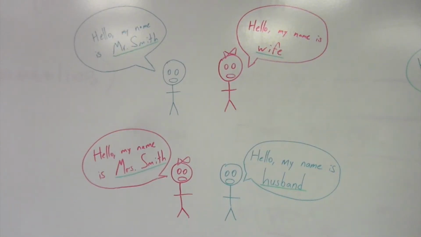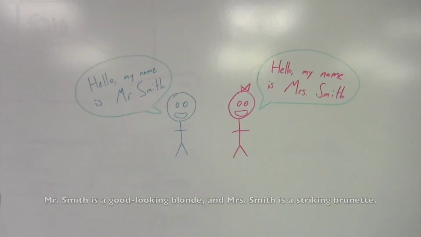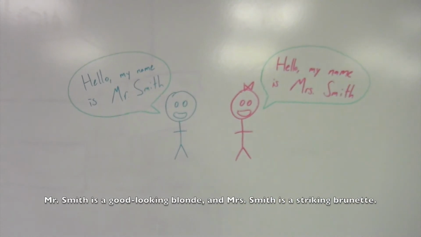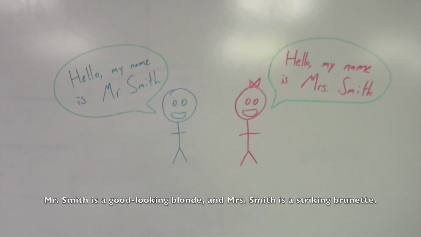It's also best to use the same criteria for describing both genders. For example, instead of, "Mr. Smith is a successful lawyer and his wife is a striking brunette," try this. "Mr. Smith is a good-looking blonde and Mrs. Smith is a striking brunette."